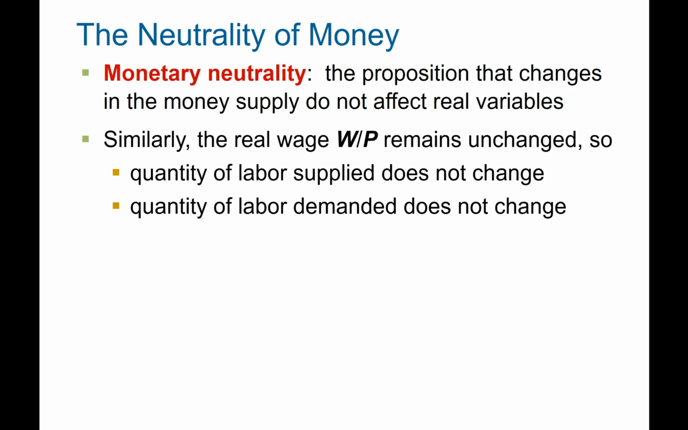So since employment of all resources is unchanged, total output is also unchanged. Remember, that's our real variable, total output measured in physical units. Most economists believe that the classical dichotomy and the neutrality of money describe the economy in the long run.